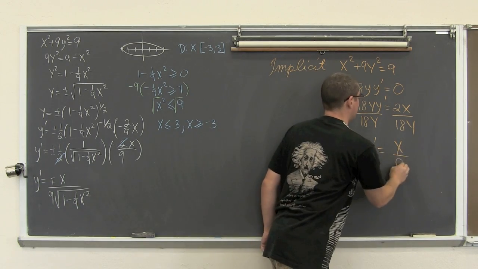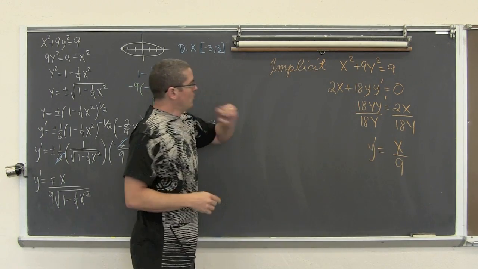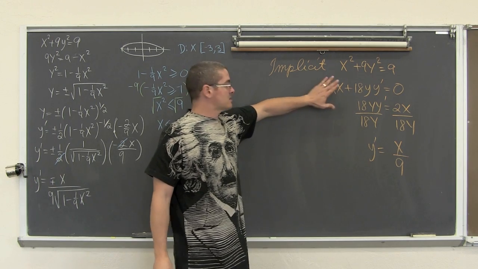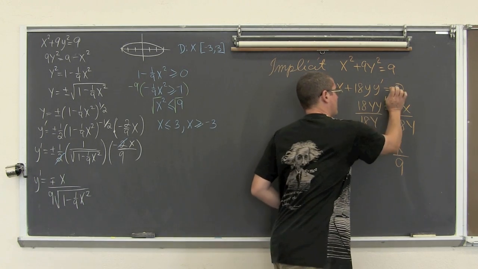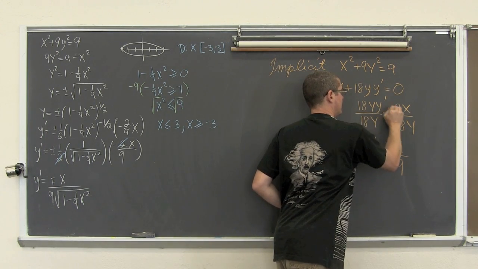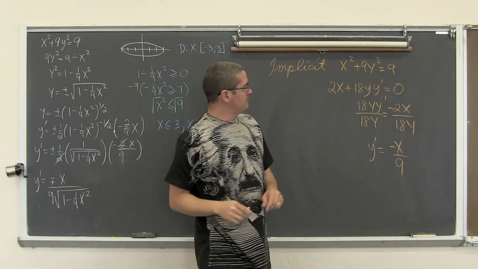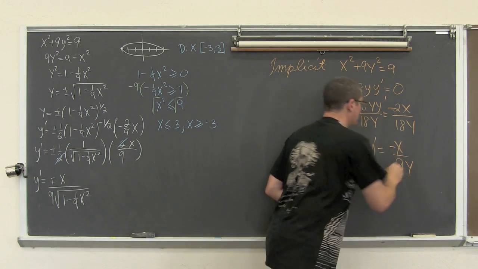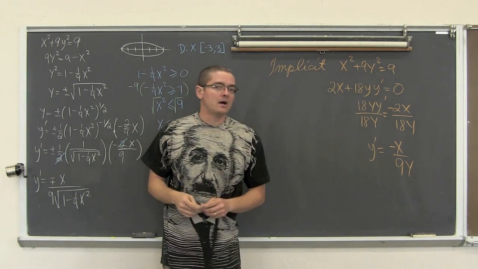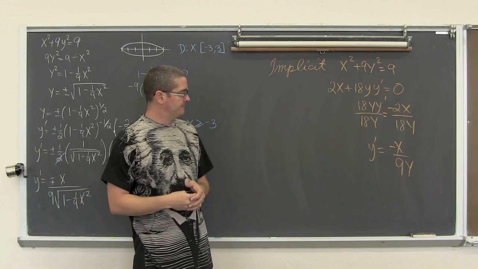Let me just make sure. I feel like I might have made a mistake somewhere. Oh, yes, I did. That's a positive 2x, and I need to subtract it over the other side. I forgot that negative sign. There we go. So we have y prime equals negative x over 9y.